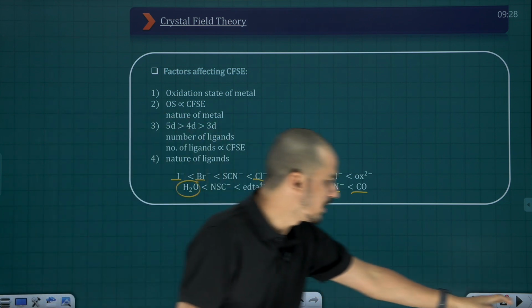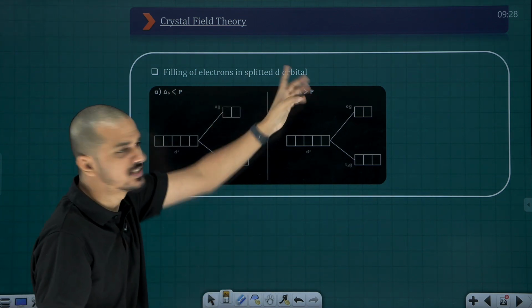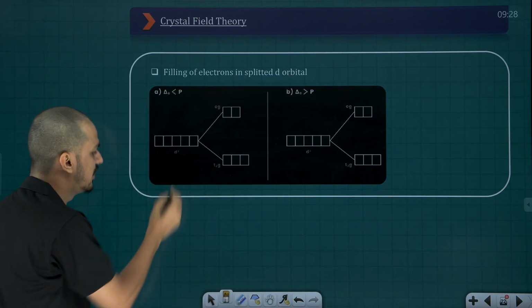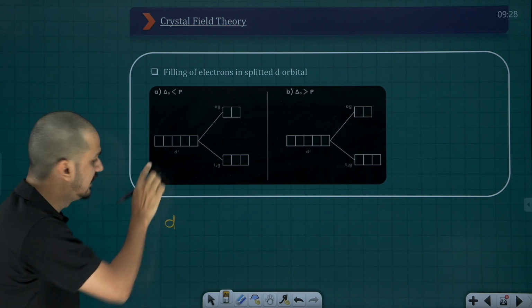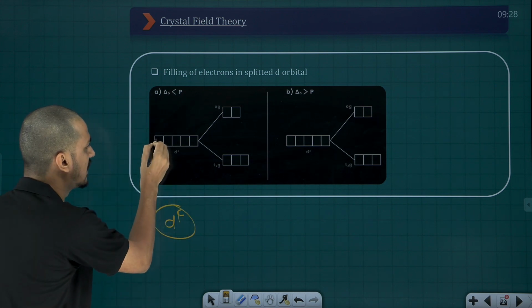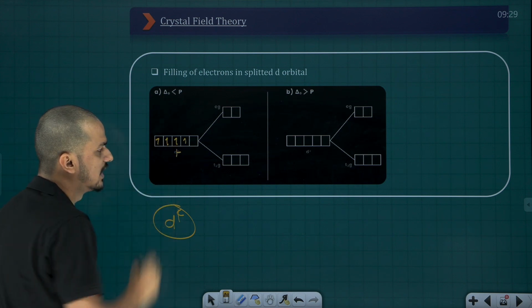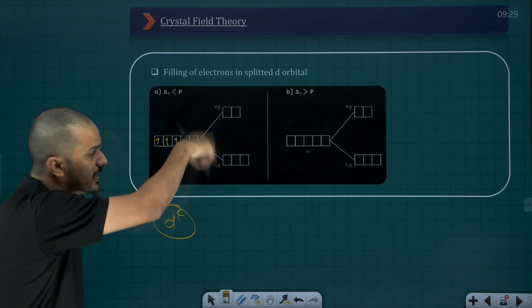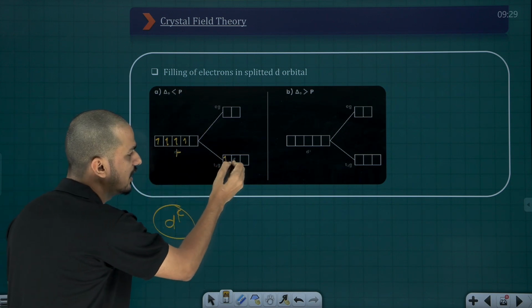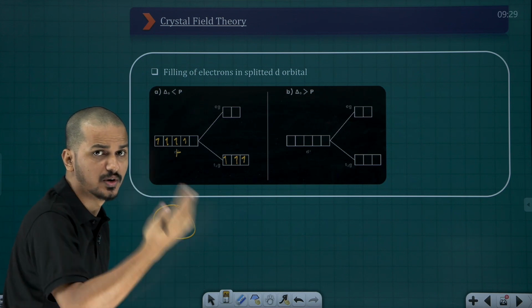Okay, let's look at one example. Once we are looking at the filling of electrons in the split d orbital, suppose I am having d4. In d, 4 electrons are there. 1, 2, 3, 4 electrons are there. Okay, d4 is there. Then how will I fill the split orbitals? One will go here, another one here, another one here.